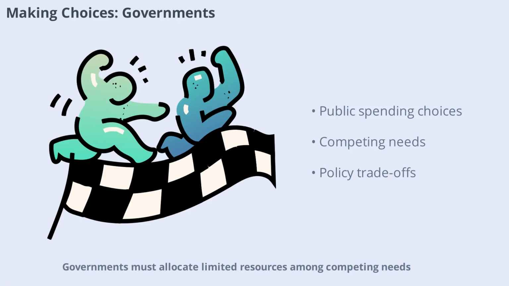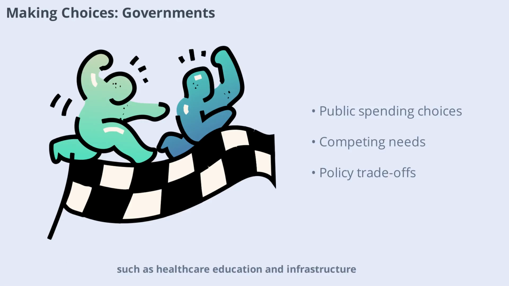Governments must allocate limited resources among competing needs, such as healthcare, education, and infrastructure. Each choice involves opportunity costs and trade-offs. Policymakers use economic analysis to decide how to best serve the public with the resources available.